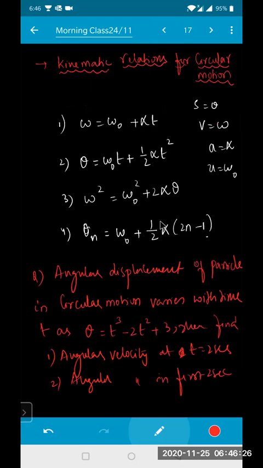Let's see the question once again. We have an angular displacement of a particle in circular motion, which varies with time as theta equals t cube minus 2t square plus 3. Find the angular velocity at t equals 2 seconds.